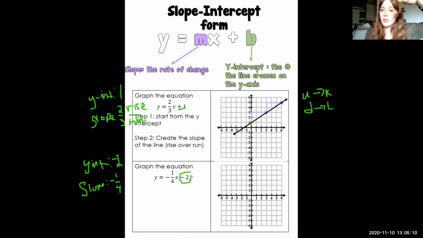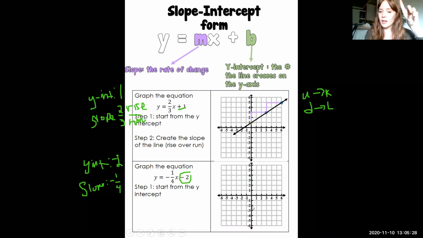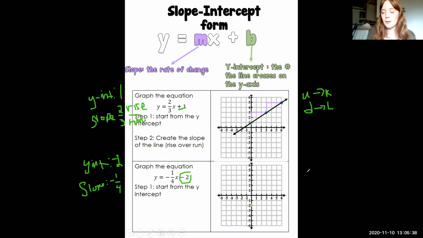I got that because the y-intercept is the number being added or subtracted. So our y-intercept is -2. The slope is the number in front of the x, which is -1/4. Just like in the last one, our step 1 is to start from the y-intercept. So I go to my y-axis and I find -2. And now we're going to follow our rise and run. This is a negative slope, so our options are to go up and to the left or down and to the right. Notice how it's the exact opposite of a positive slope.